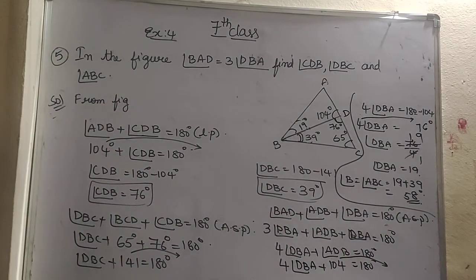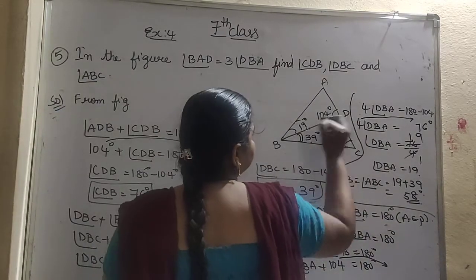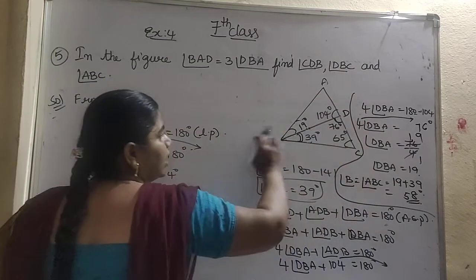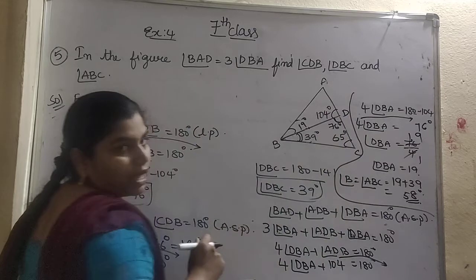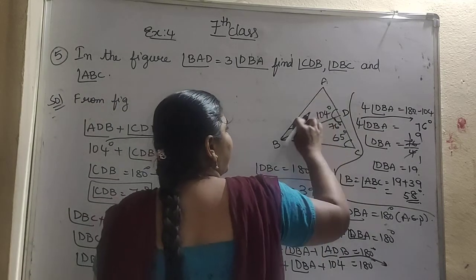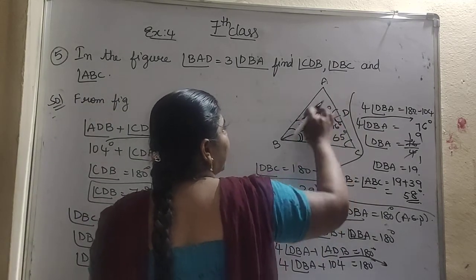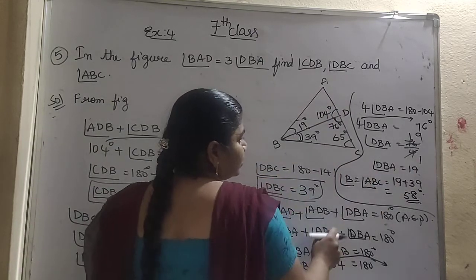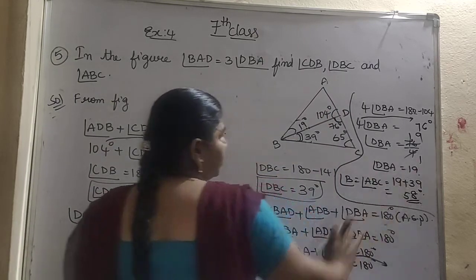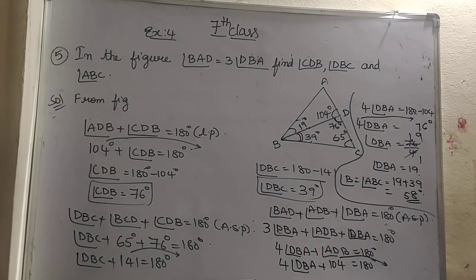First we found this 76 by using the linear pair. After that, the sum of three angles is equal to 180, so we got 39. Next we used this triangle, where the sum of three angles is equal to 180, so we got 19 degrees there. So 19 plus 39 is equal to 58 degrees. So this is our fifth solution.